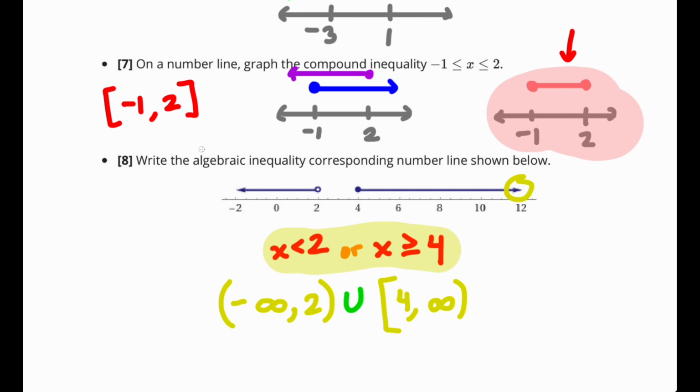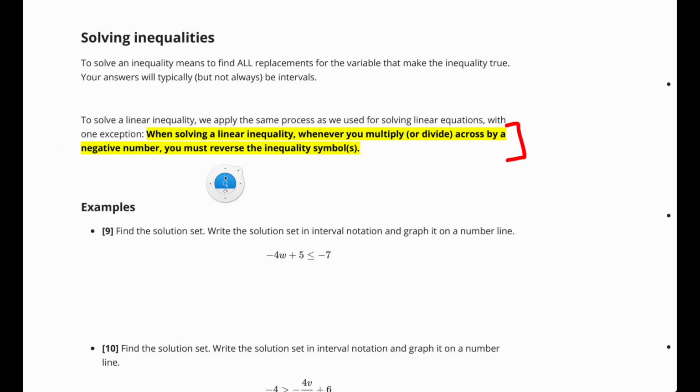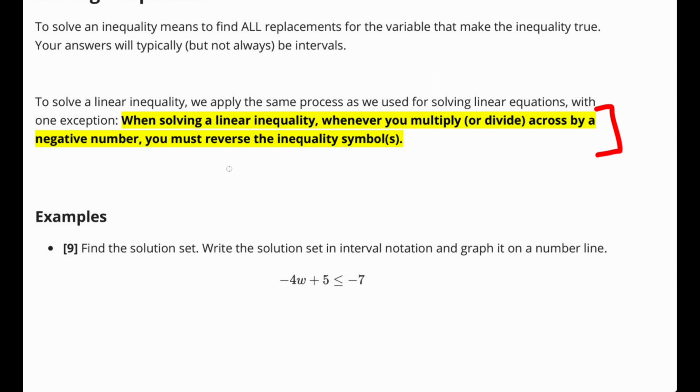All right, let's go to problem number 9. Problem number 9 involves solving inequalities. This is similar to what we were doing before when we were solving linear equations. It's the same kind of thing, except there's one different rule that we have to make sure we're aware of. When solving a linear inequality, whenever you multiply or divide across by a negative number, you must reverse the inequality symbol. It's highlighted in yellow right there.